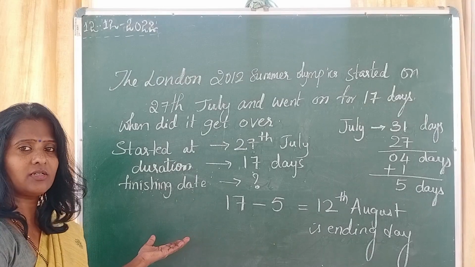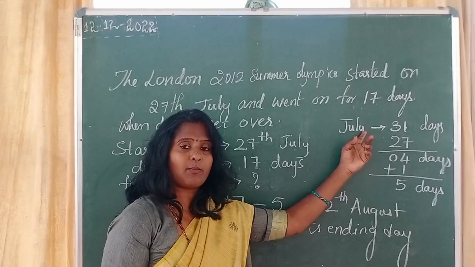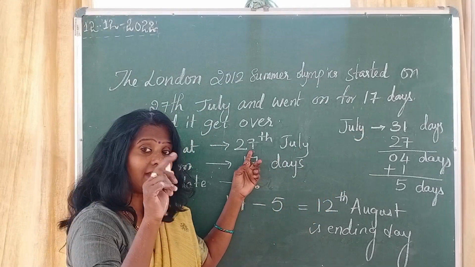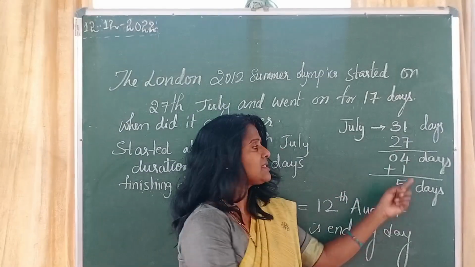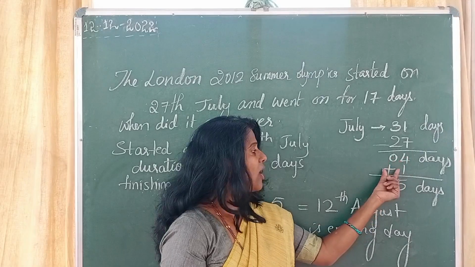Enough. Finished. What is that? First you have to find the total number of days in the given month. From that you have to subtract the starting day. You will get the number. To that number you have to add 1.